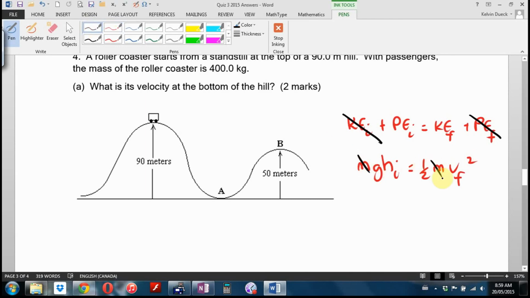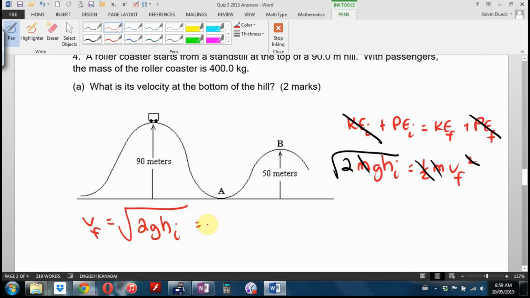We want v final. You know what? I'm also going to go times by 2. And then how to get rid of a squared, Ange? I think we've seen this before. v final is going to be the square root of 2 times g times h initial, which is going to be the square root of 2.